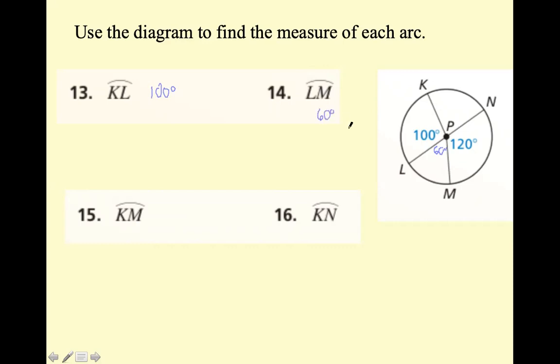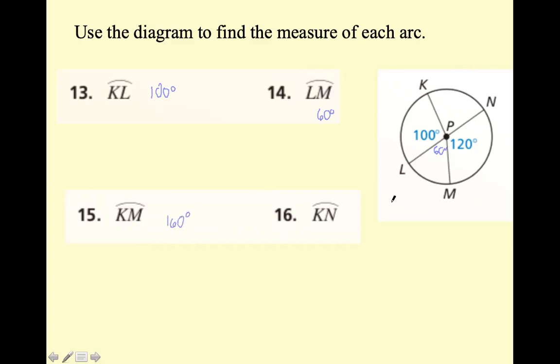Okay, next I'm looking at arc KM. That's the arc starting at K and going all the way to M. It's still a minor arc, right? It's less than 180 degrees. I have a central angle of 100, a central angle of 60. If I add those two together, I get 160. So arc KM has a measure of 160 degrees.